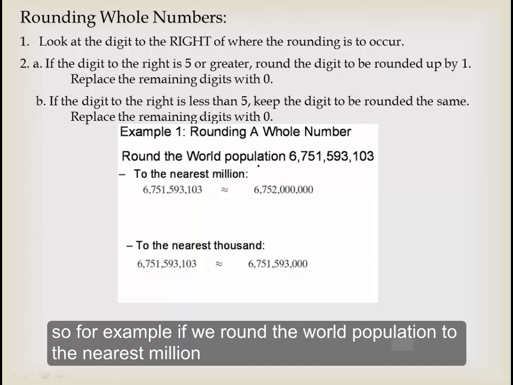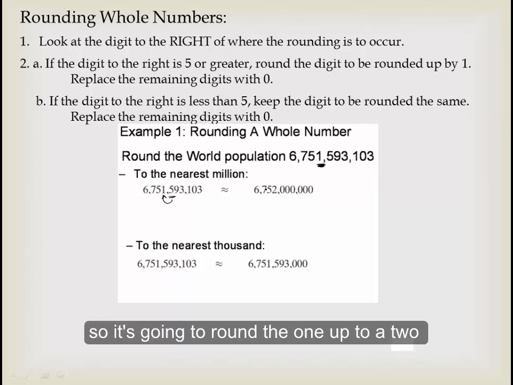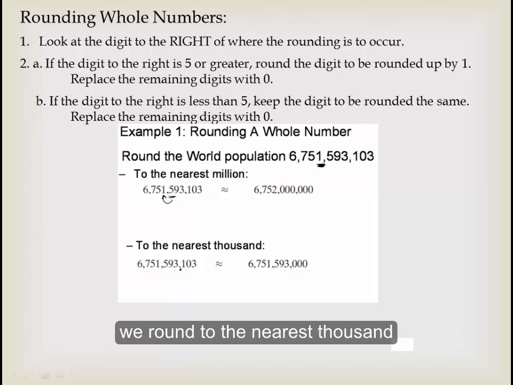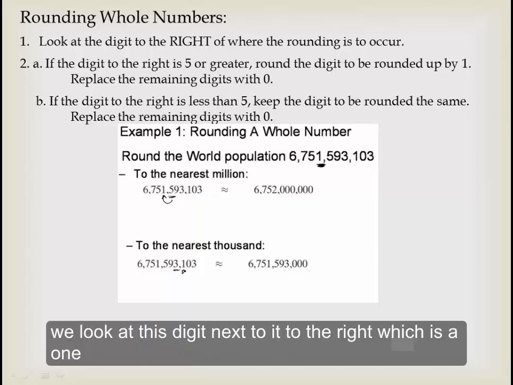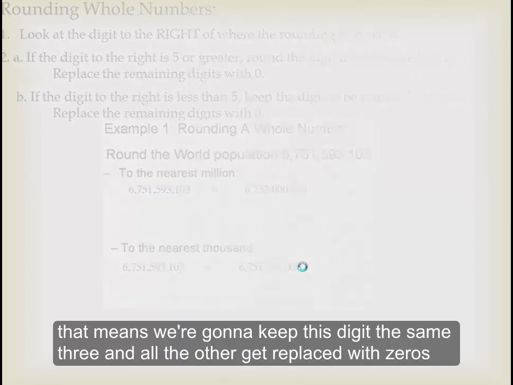So for example, if we round the world population to the nearest million here, we look at the 5. 5 is 5 or greater, so it's going to round the 1 up to a 2, and all the digits past that become replaced with zeros. If we round to the nearest 1,000, that's this decimal place here, we look at this digit next to it to the right, which is a 1. That means we're going to keep this digit the same, a 3, and all the other digits are replaced with zeros.